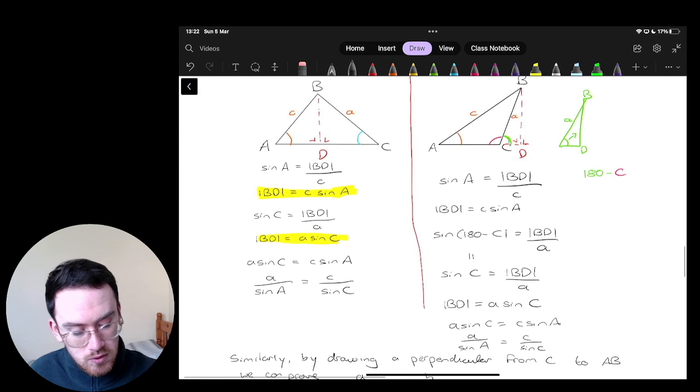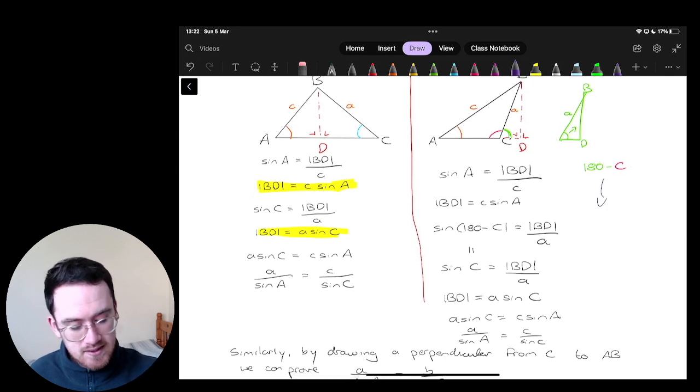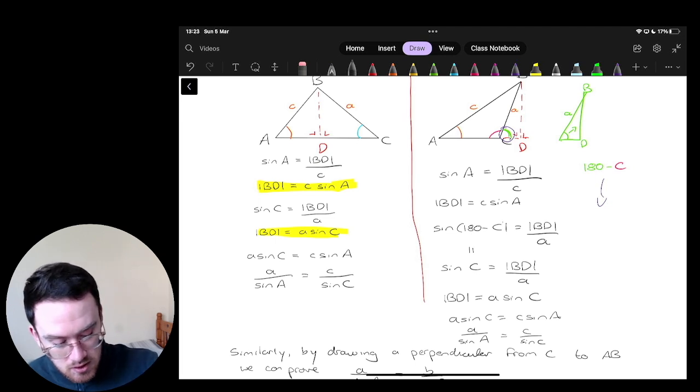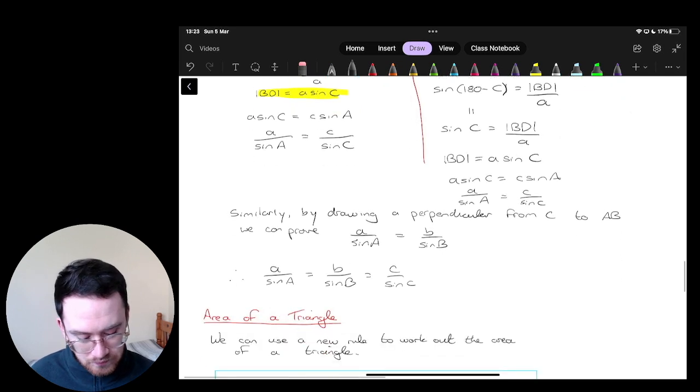The main one maybe to watch out for is this part here with the 180 minus C. So recognizing that that green angle here is actually 180 degrees minus angle C. But when I go to find sine of that part, I get that sine of 180 minus C is the same as sine of C. And that's kind of by treating that C nearly like our reference angle.